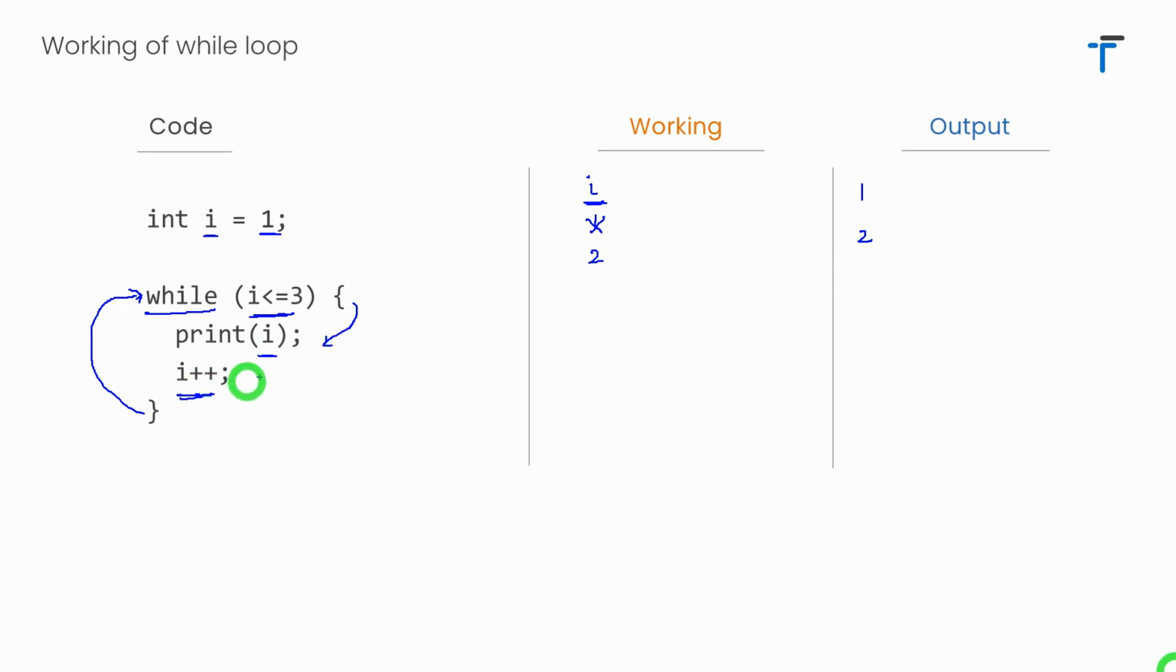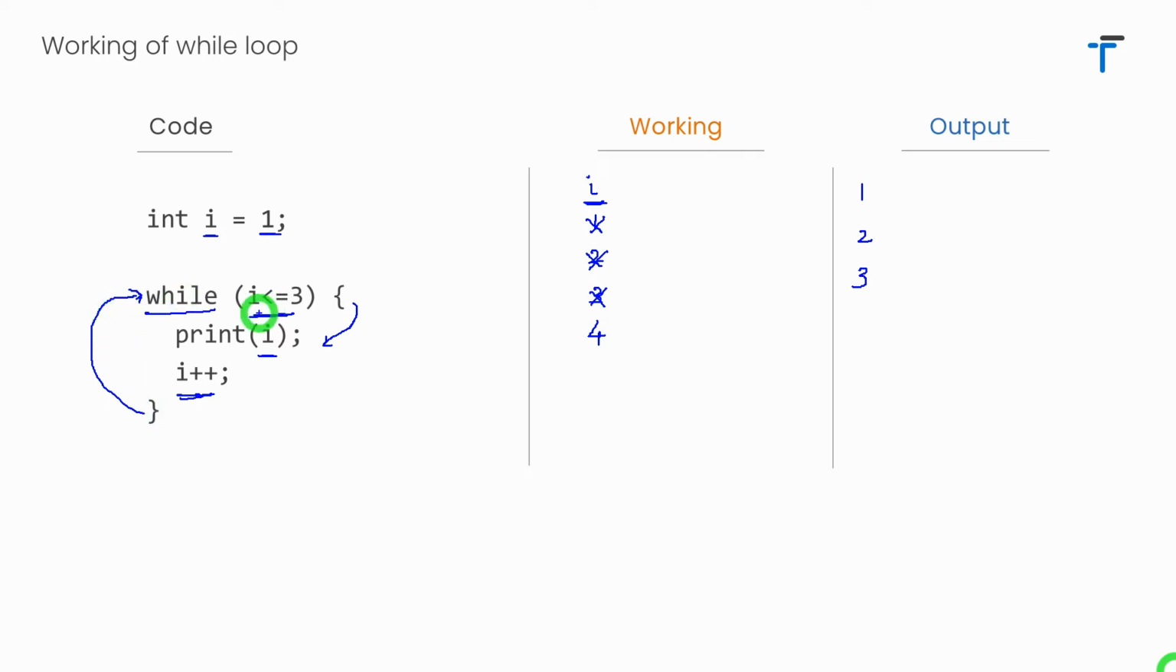Then we have i++ that increases the value of i by 1, so the value of i will change from 2 to 3, and again it will go upside, and it will check the condition i less than or equal to 3. Now in this case the value of i is 3, and obviously 3 is equal to 3, so the condition is true. Then it will jump in the body of the loop, and inside the body again I'm printing the value of i, that is 3 here. So on my console I will get 3 out, and now I have i++ here. Obviously this increases the value of i by 1, so it becomes 4, and again it will go upside to check the condition.